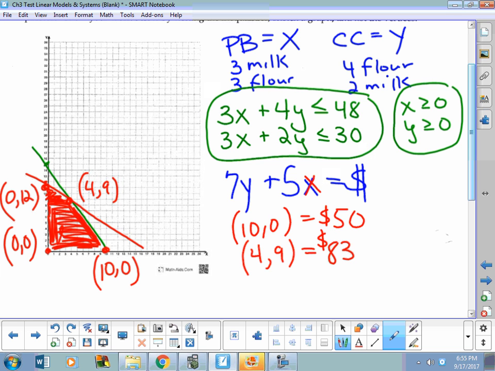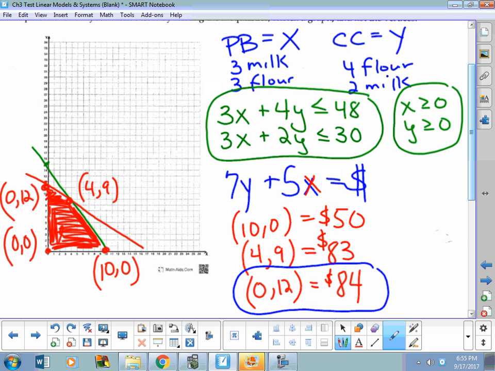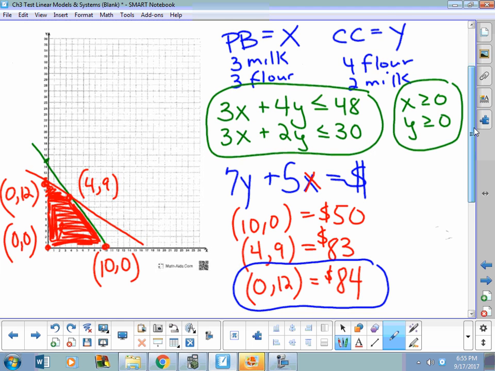Because I was putting it in directly there. And 0, 12. 0 X's and 12 of those is going to surprisingly be 12 times 7, $84. It's actually, and it's a shocker, it's actually better to not make any peanut butter muffins and make 12. Use all your ingredients and make as many chocolate chip muffins as possible. No wonder why. Nobody likes peanut butter muffins. I don't even know what they are.